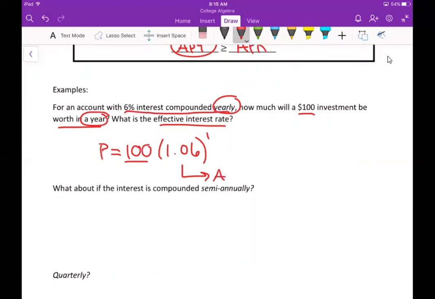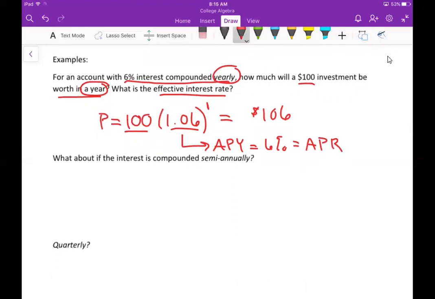And that means that your APY is still 6%. You're effectively getting 6%. That's what your original investment is being multiplied by. And you would end up with $106 after a year. So if you're compounded yearly, your APY is not affected. This power is still 1 here. And you have APY equal to APR, okay?